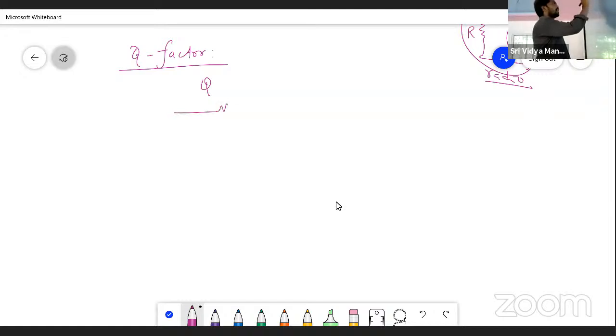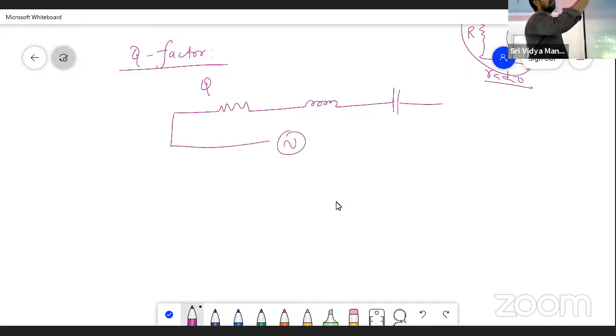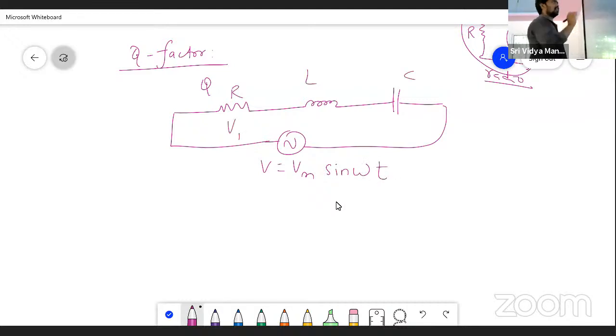See, this is R, this is inductor, and this is capacitor. Applied voltage, alternating current, V is equal to Vm sin omega t. This is R, this is L, this is C. Voltage across R is VR, voltage across inductor is VL, and voltage across capacitor is VC.